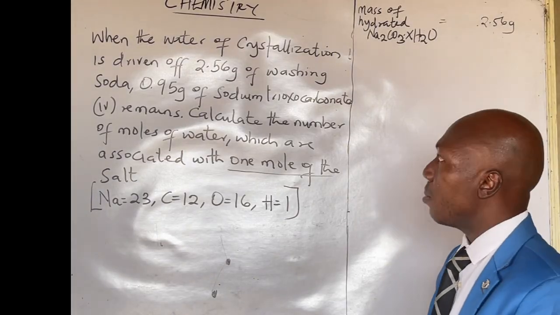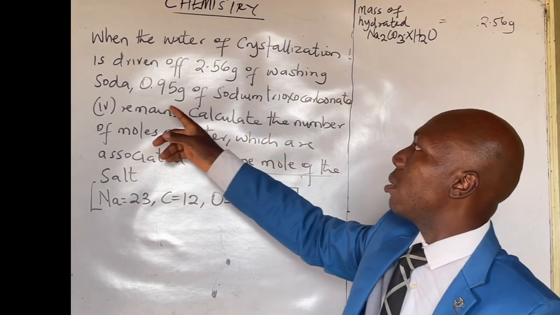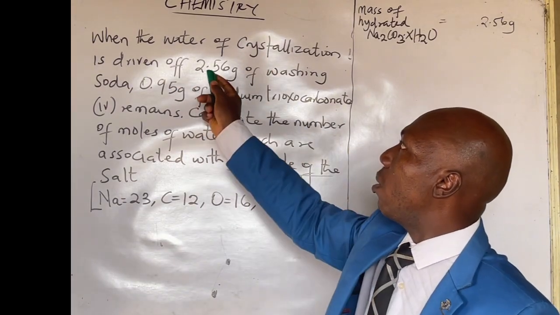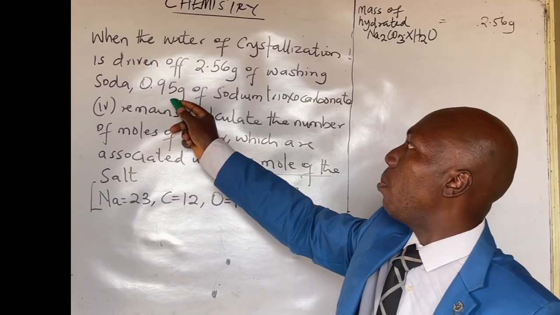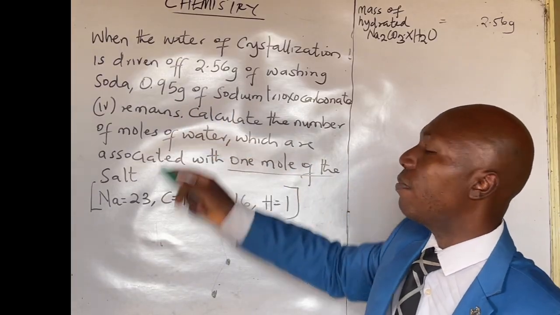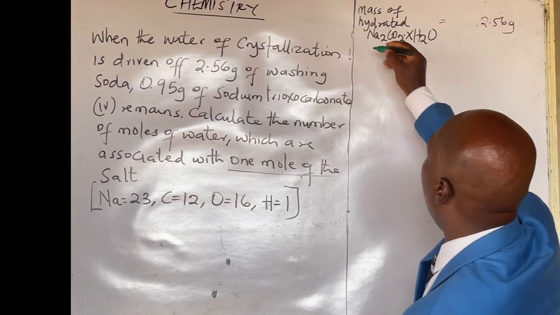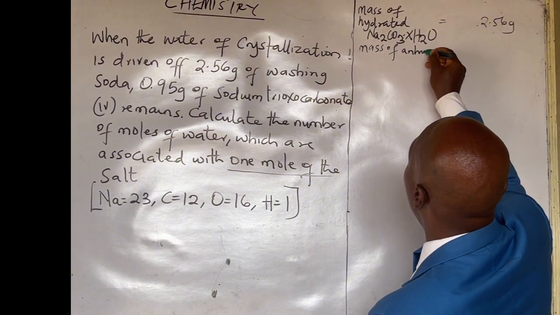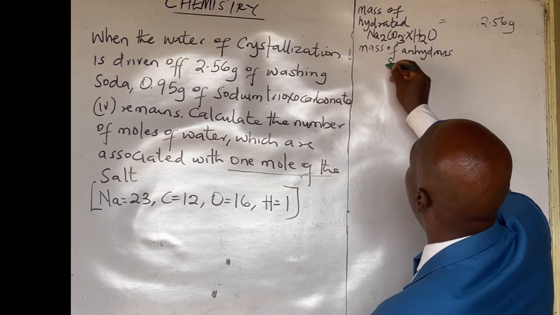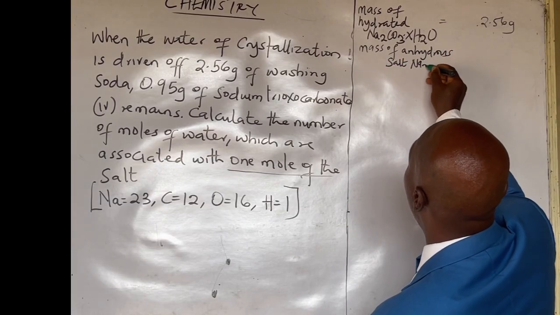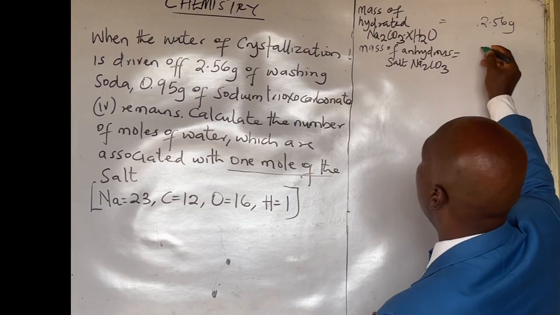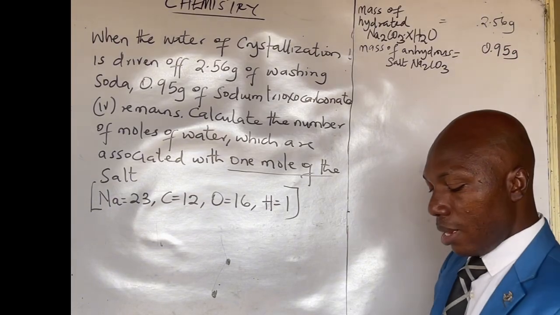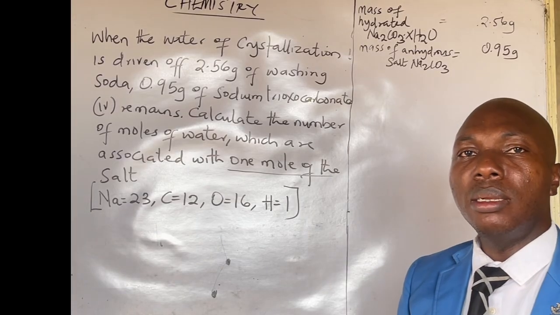And we're also told that when the water of crystallization is driven off 2.56 gram of washing soda, 0.95 gram of sodium carbonate remains. So we have the mass of anhydrous salt, sodium carbonate, as 0.95 grams.